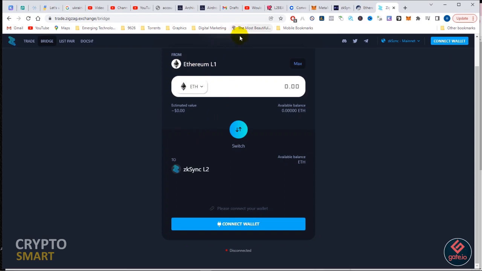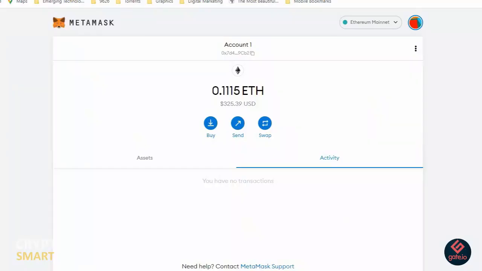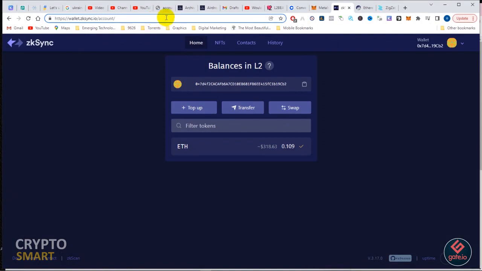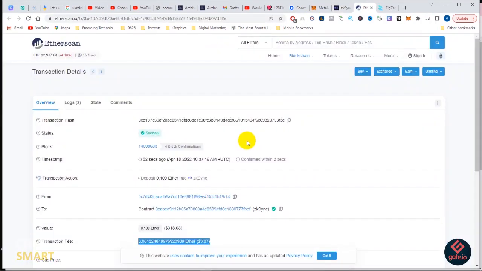Before you go ahead to do this, make sure that you have some funds on your MetaMask wallet. Here we have about 325 USD in ETH, and make sure that the Ethereum mainnet is already selected, as we have several other networks. This particular link is where we'll be moving our funds from. We'll be moving from our main wallet, the default Ethereum mainnet, to ZkSync mainnet. The link will be dropped in the description box, so do well to check it out.